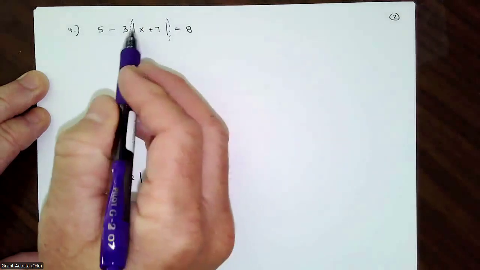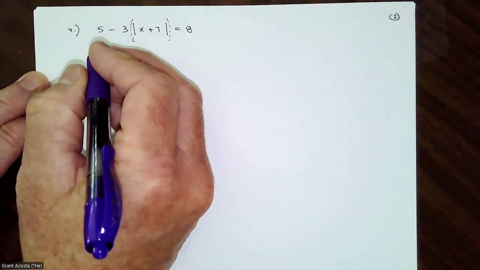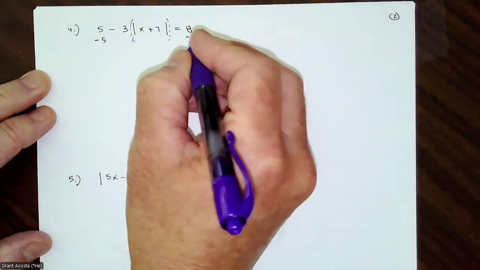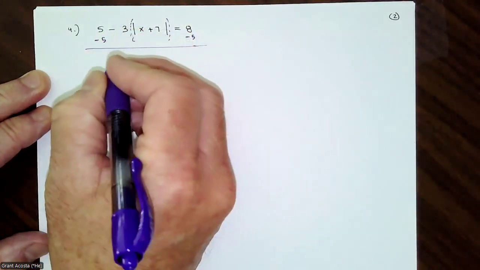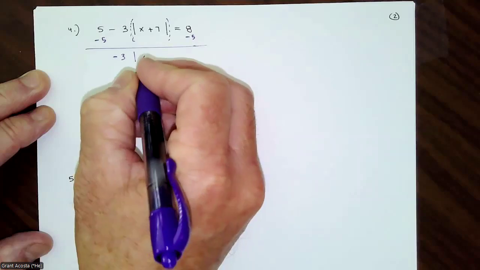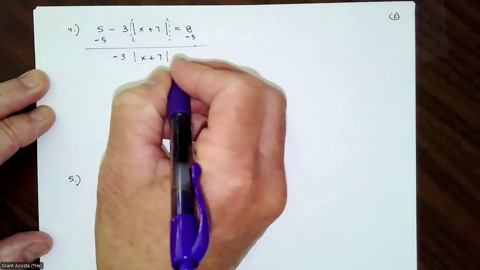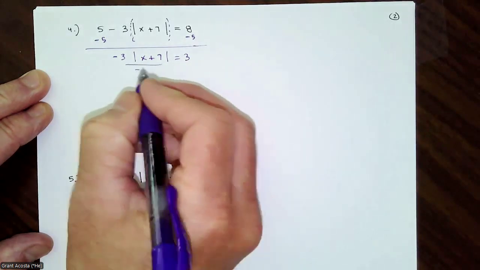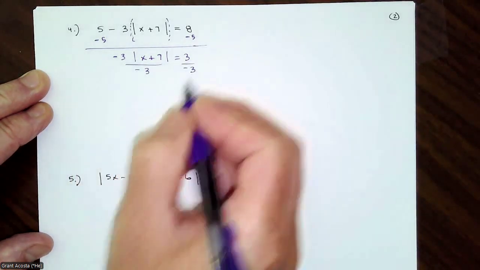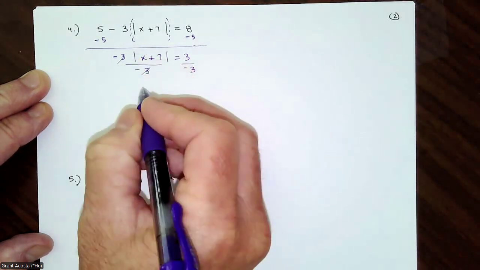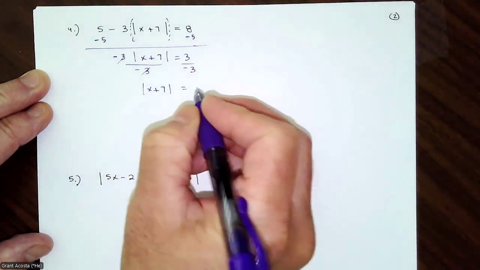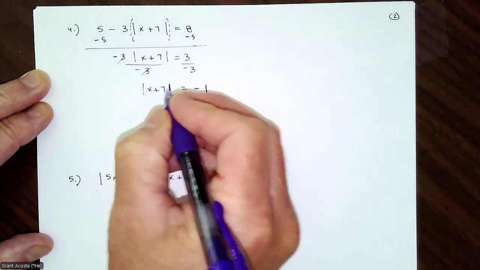But the strategy would be I want to isolate this absolute value. So first thing I'm going to do is subtract 5 from both sides. Then I end up with negative 3 times the absolute value of x plus 7 equals 8 minus 5, which is 3. And then I'm going to divide by negative 3. Cancels there. And that leaves me with the absolute value of x plus 7 equals negative 1.